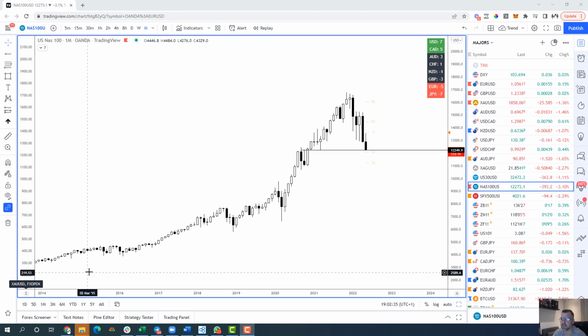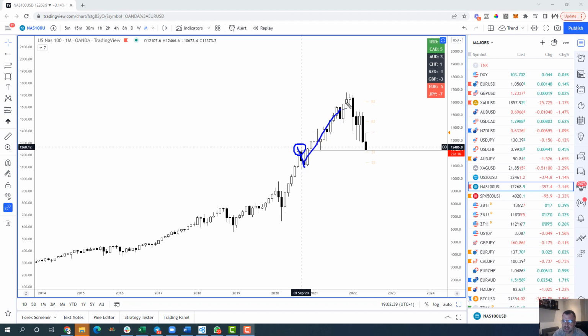Okay, so let's start with the Nasdaq 100. If we go back to this price point here back in September 2020, this is where the monthly saw a previous swing high before we had a rotation lower, and then that next big impulsive move higher right up to the 17,000 barrier. Since then we've sold off, we've created a lower high back up in around the 15,000s, and now we've sold off again touching 12,250.